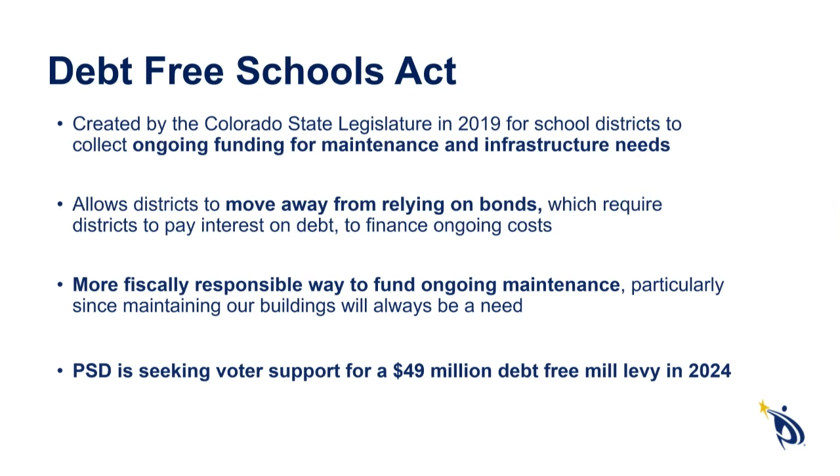So what it did is allowed us to move away from relying on bonds, and again, paying that principal and interest, and look at something that's more fiscally responsible. It's an ongoing revenue source. Again, this one will be indexed to inflation if approved, so it would grow over time. That's important because these maintenance and infrastructure needs that we've identified are also going to grow and inflate over time. So it's important that that revenue source keeps up with that escalation over time.